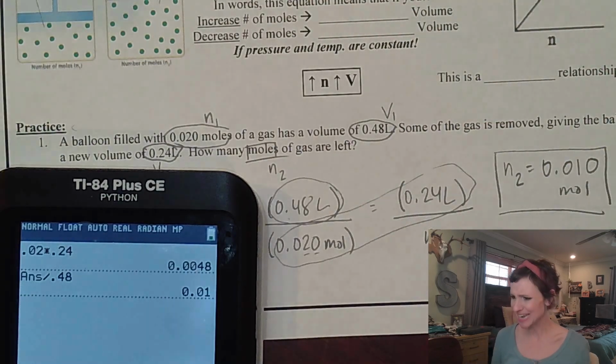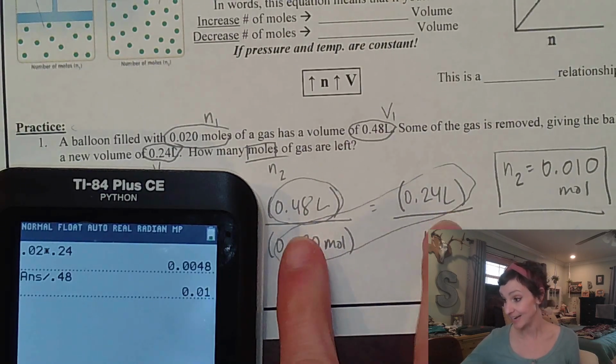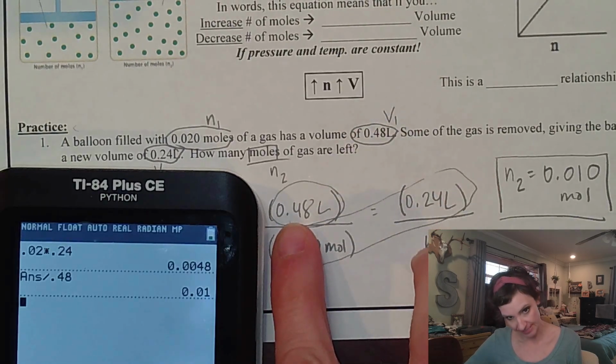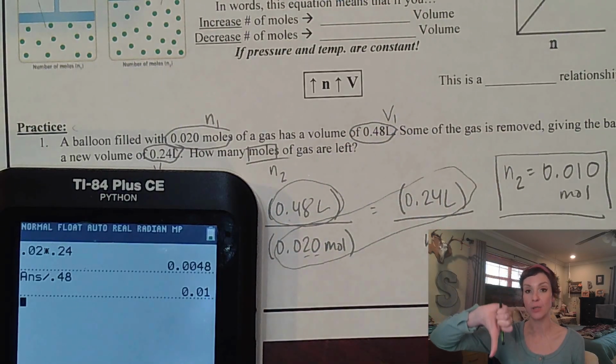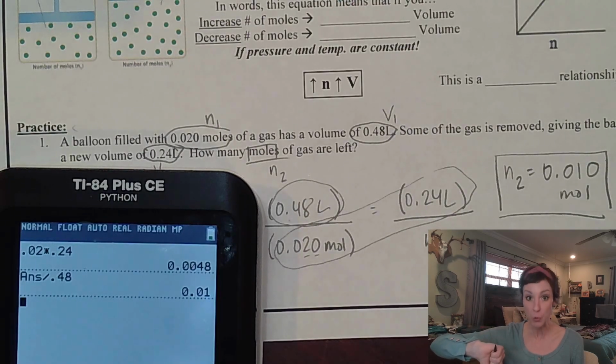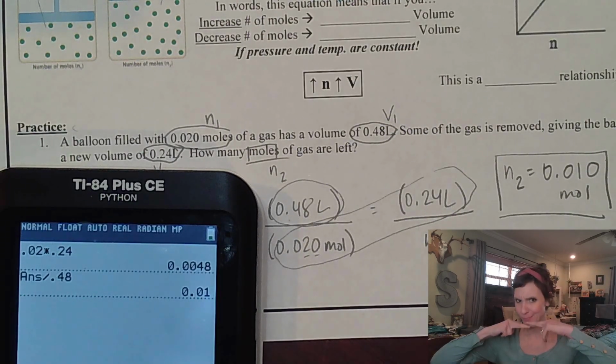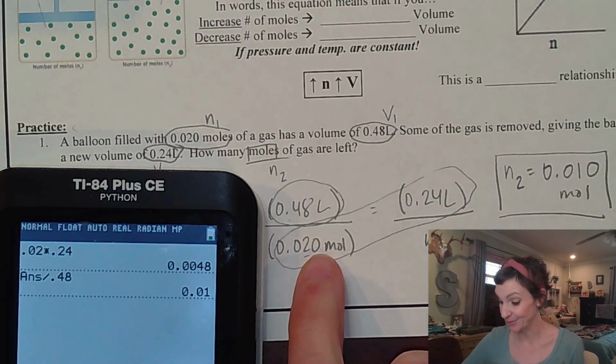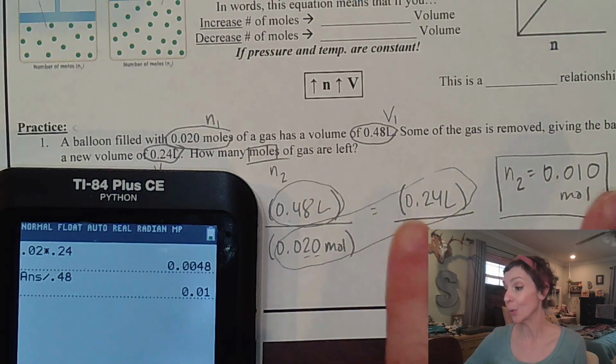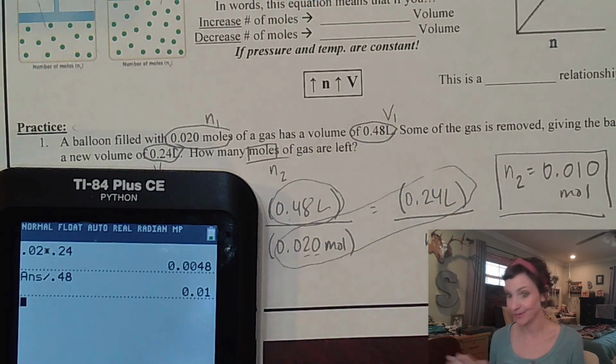Okay, so does this math prove Avogadro's law? Let's see. What I've done here is I have decreased the volume. Well, in order to decrease a volume, that would mean I would have to remove some of my gas. So hopefully the number of moles has gone down. Yes, it went from 0.02 to 0.01. So that is the proof that we need for Avogadro's law. So let's see what our next law is to learn for today.